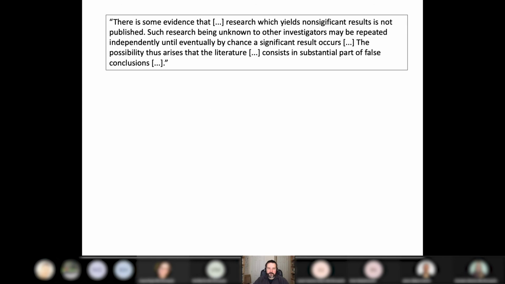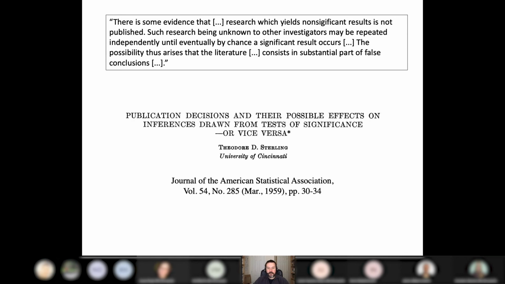This is a quote from a paper. There is some evidence that research which yields non-significant results is not published. Such research, being unknown to other investigators, might be repeated independently until eventually, by chance, a significant result occurs. The possibility thus arises that the literature consists in substantial part of false conclusions. When do you think this was published? Who made this comment, this warning? Well, it was published a really long time ago, in 1959, by Theodore Sterling.